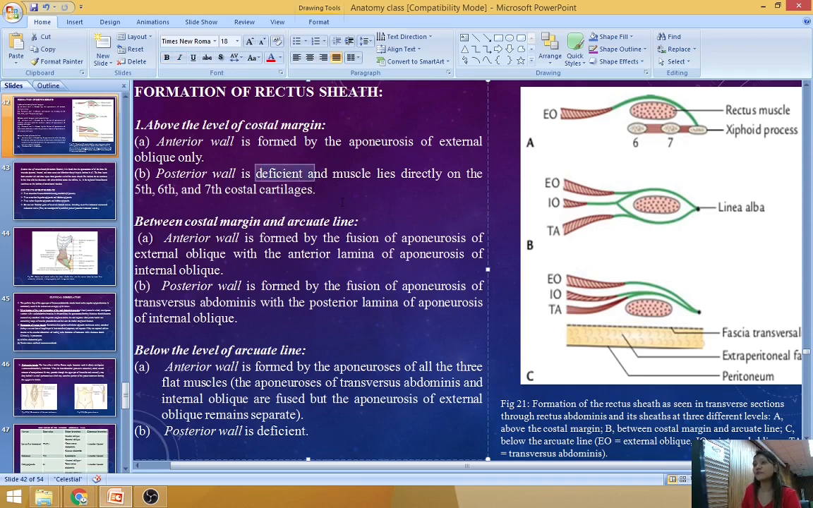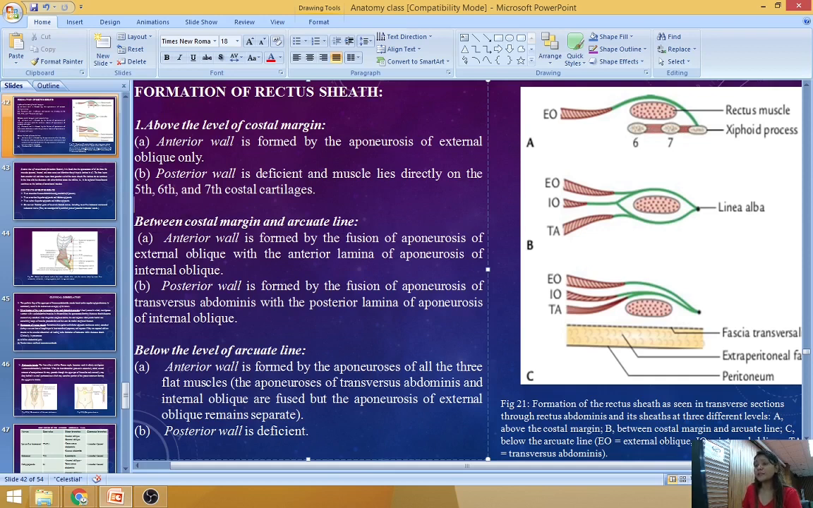See, I told you now, above it is deficient, and the muscle will lie directly on 5th, 6th and 7th costal cartilage. Since there is no posterior wall above the costal margin, the first diagram is this one. Above the costal margin, the green color is not there posteriorly. So the rectus muscle will directly lie on 5th, 6th and 7th costal cartilage. This is the external oblique aponeurosis. This green color is the rectus sheath, this is the rectus muscle, and there is no posterior wall, so it lies directly on the costal cartilage. This is above the costal margin.